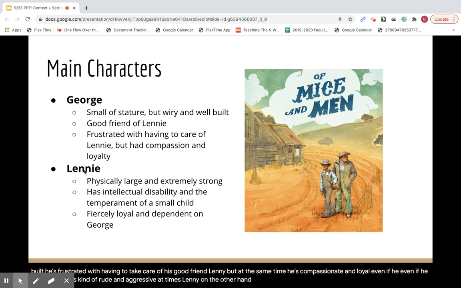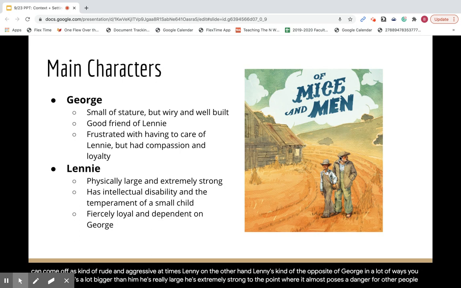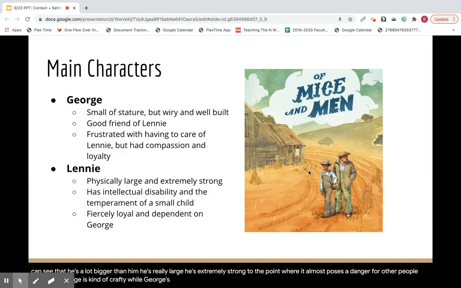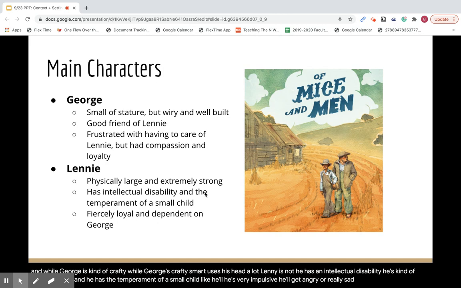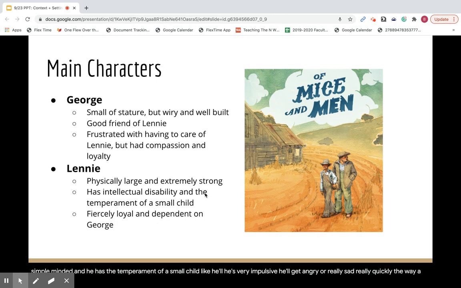Lenny, on the other hand, is kind of the opposite of George in a lot of ways. You can see that he's a lot bigger than him. He's really large, he's extremely strong to the point where it almost poses a danger for other people. And while George is crafty, smart, uses his head a lot, Lenny is not. He has an intellectual disability. He's kind of simple minded, and he has the temperament of a small child. Like he's very impulsive. He'll get angry or really sad really quickly, the way a small child will. He's not a bad guy. He just doesn't have an easy time controlling his emotions.